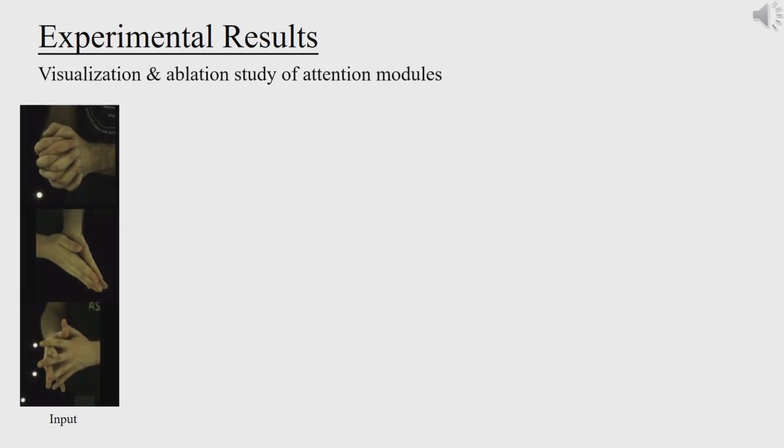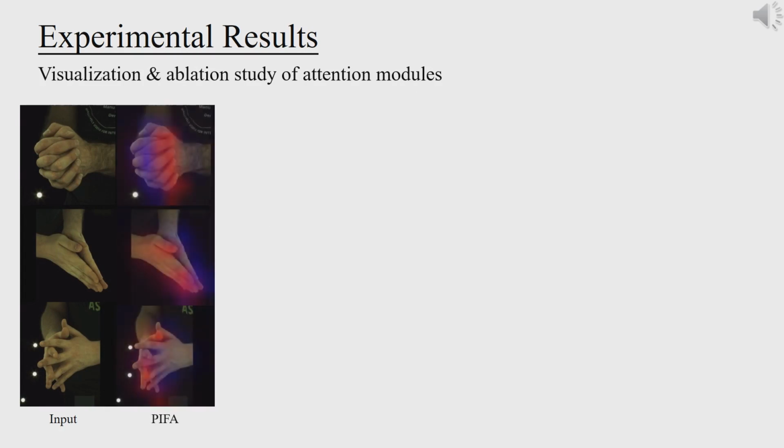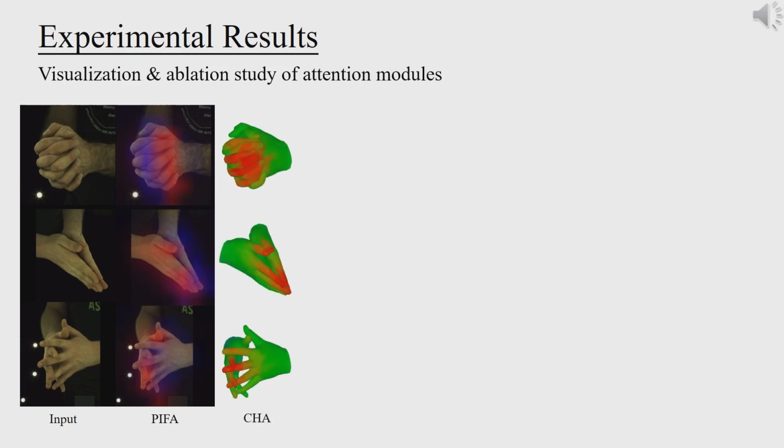To demonstrate the function of our attention modules, we visualize the attention maps of PIFA and CHA in pseudo-color. We observe that our PIFA module can distinguish between left and right hands on image pixels, and we note that PIFA pays more attention to the area of close interaction. We also found CHA pays more attention to the closely interacting area, especially the fingertips. Please refer to our paper for more technical details.